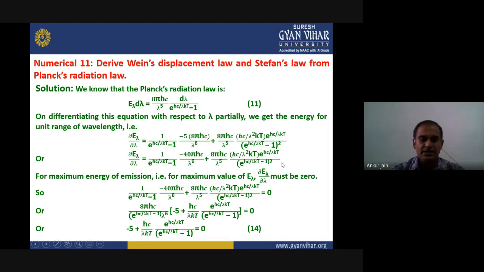Now rearranging it, taking the common terms outside, the common terms are 8 pi hc upon e to the power hc upon lambda kT minus 1 into lambda to the power 6, into, inside the bracket, minus 5 plus hc upon lambda kT into e to the power hc upon lambda kT divided by e to the power hc upon lambda kT minus 1, equals 0. Now the common term can be dropped and the remaining part will be equal to 0. So this is our equation number 14.